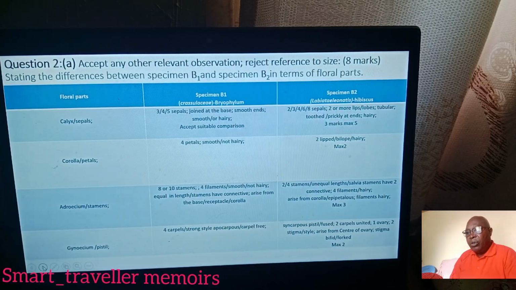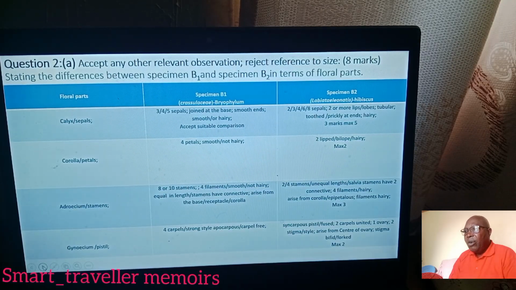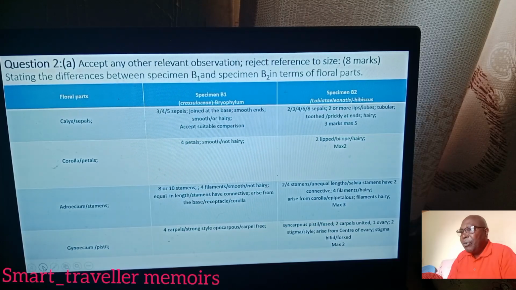The female part, or gynoecium, made of pistils, we have 4 carpels. For B1, strong style, and they are apocarpous, or the carpels are free. On the other side, we have 2 carpels which are united, and it is syncarpous, or pistils are fused.